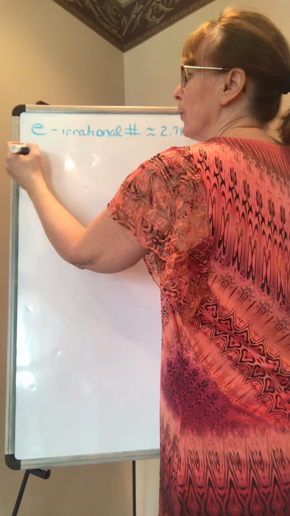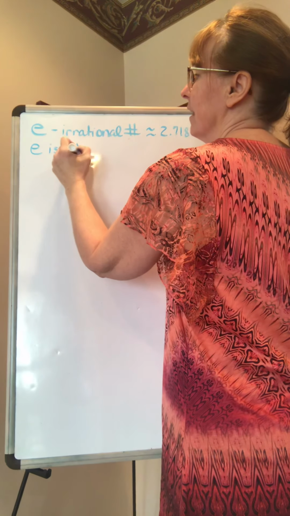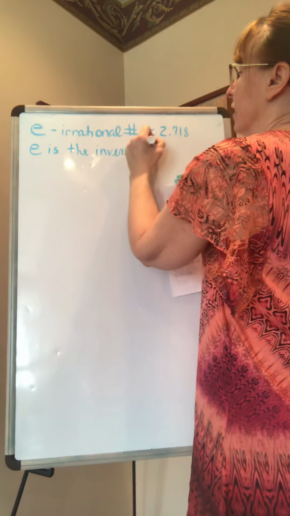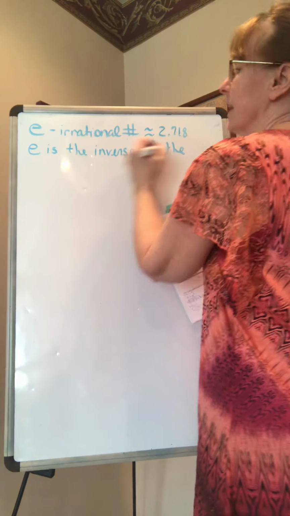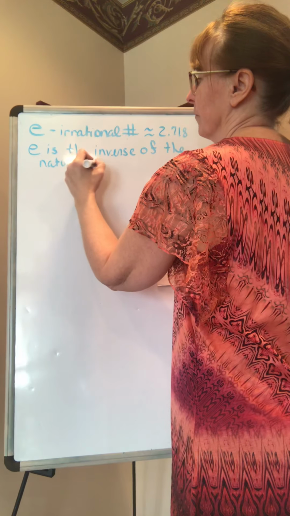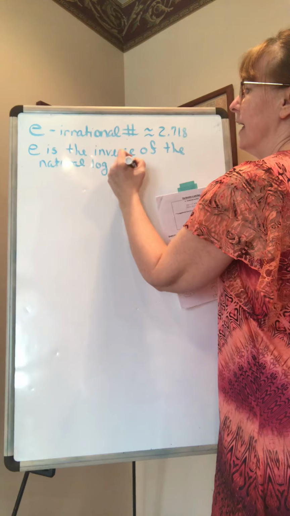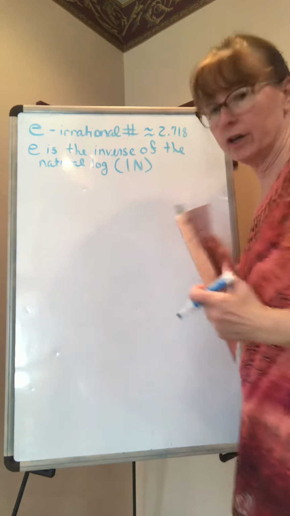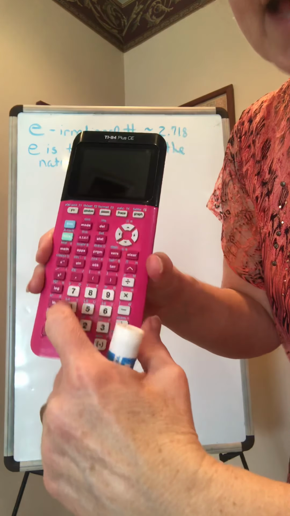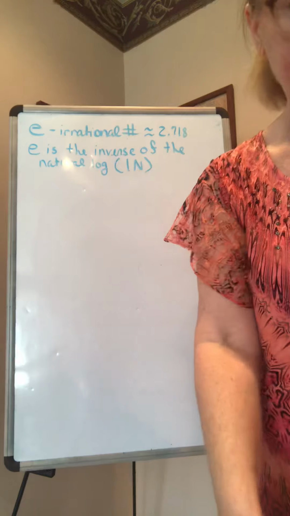So let's write that down. E is the inverse of the natural log, which on your calculator is the ln key. And if you look on your calculator, so here's my calculator right now, you'll notice the ln key has e to the x right above it. They're inverses of one another.